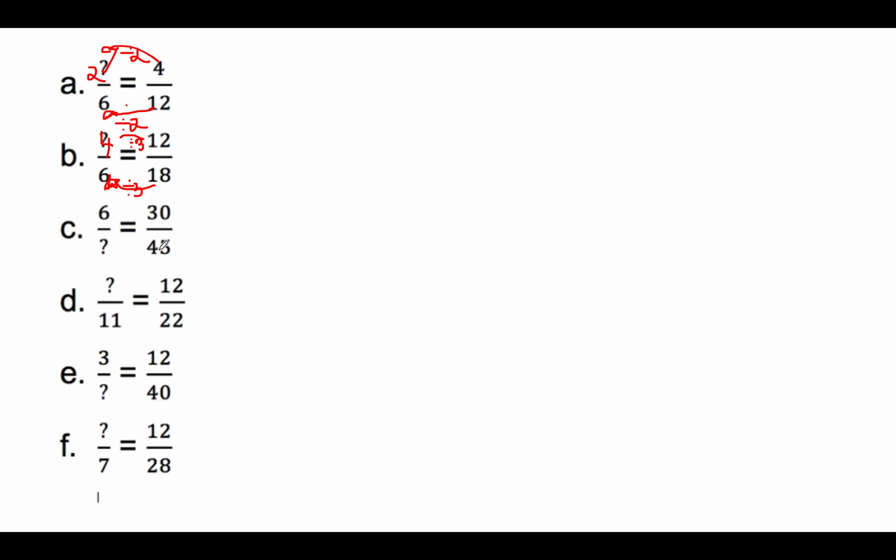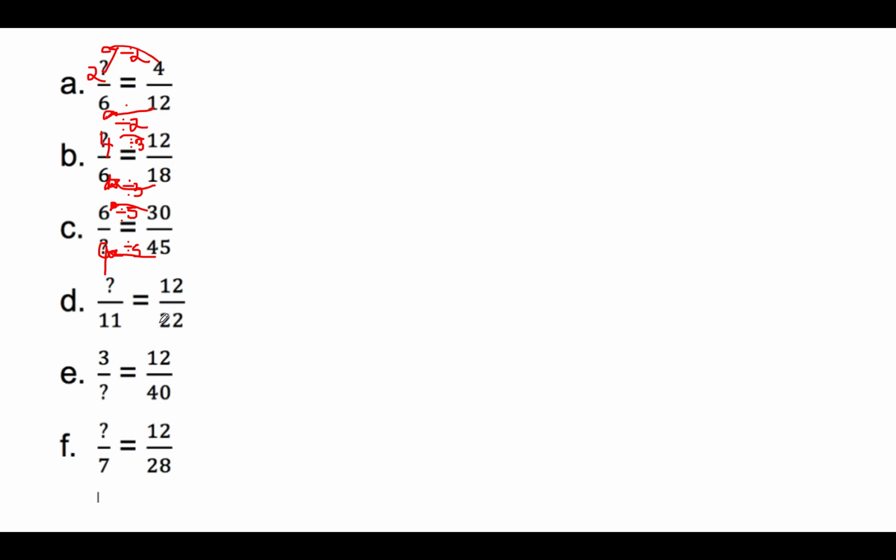Okay, next one, we need to use the top one. We can't do that because that's a question mark. What do we divide 30 by to get to 6? That is 5. So remember, if we do to the top, we need to do to the bottom. We need to divide 45 by 5. Get the answer 9.